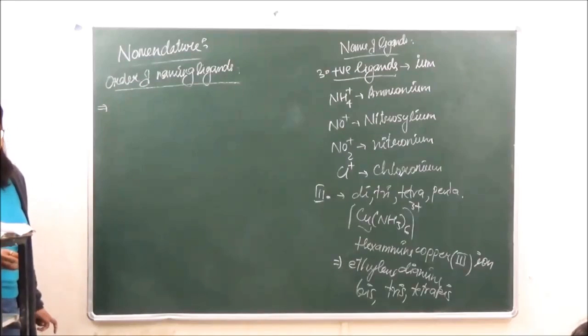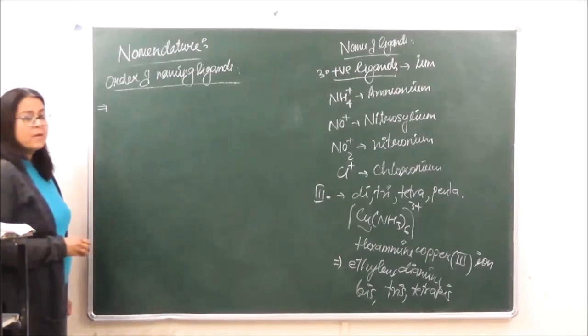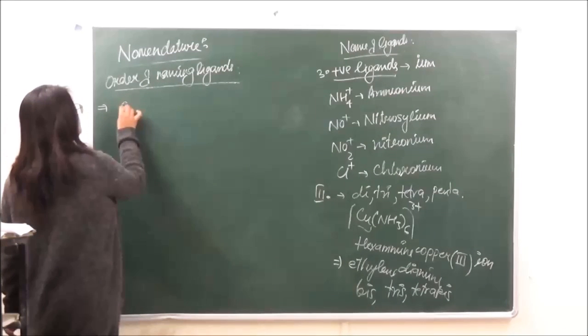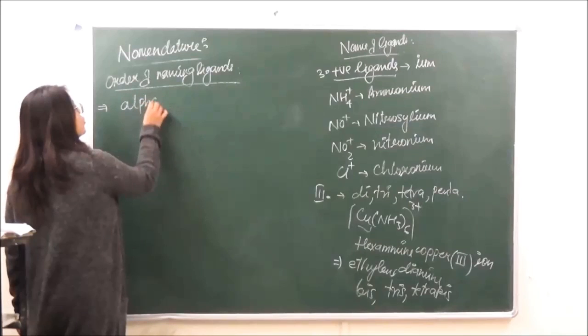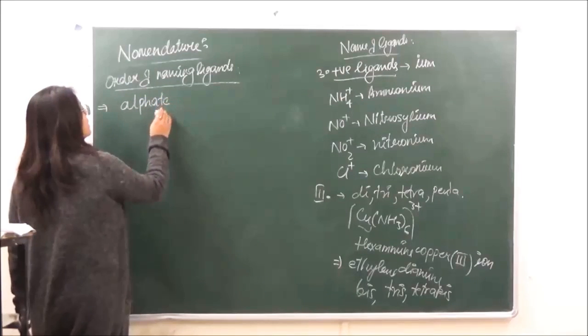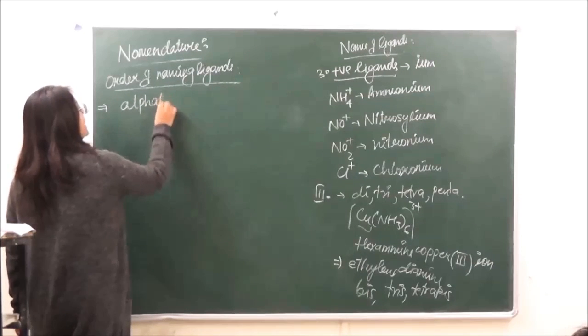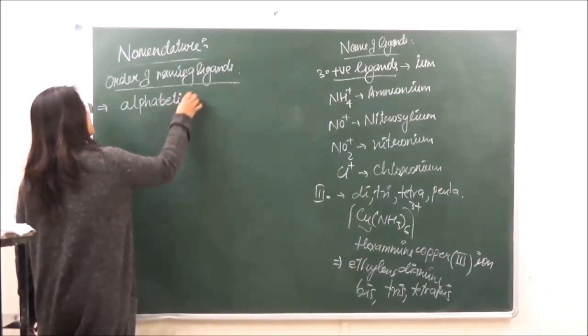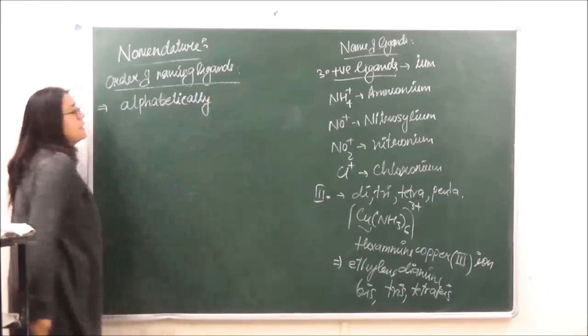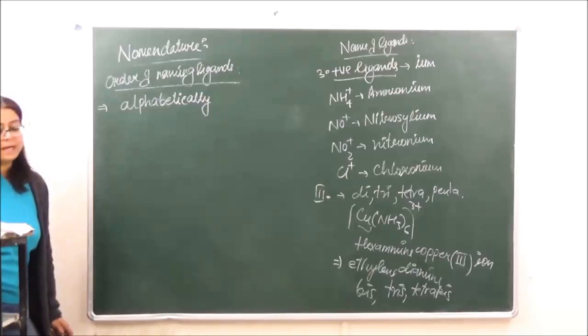Number one. If there is more than one kind of ligand present, they should be named alphabetically.